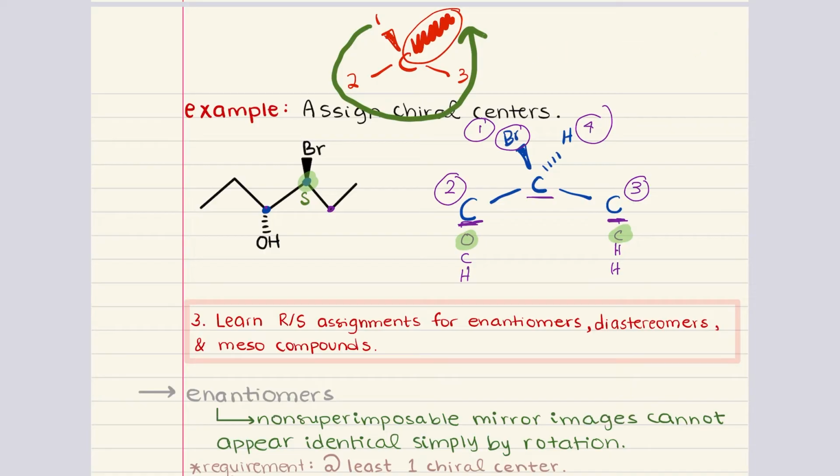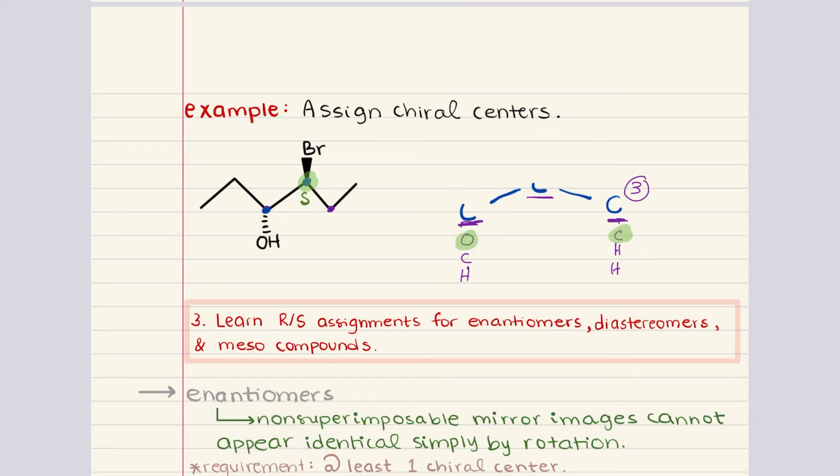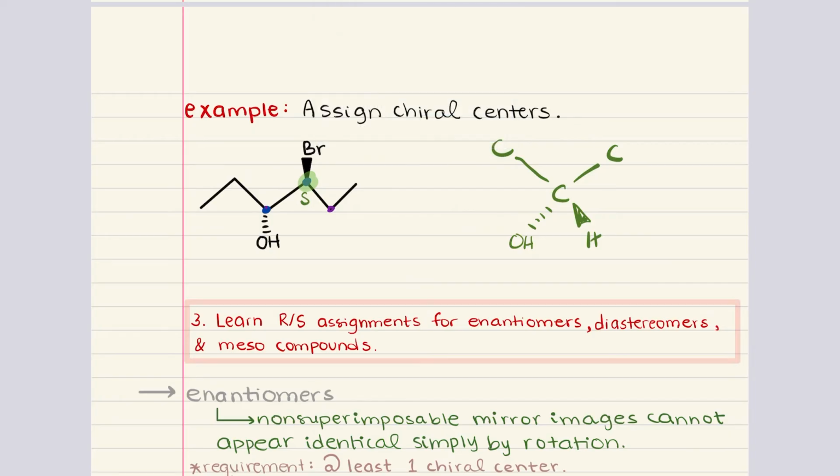Let's do the other chiral center. So we're going to erase everything and start from step 1. That carbon is attached to an alcohol group, which is on the dash, to a hydrogen that's on a wedge, and then 2 other carbon groups. Looking at this, it's easy to determine which group gets priority 1 and which group gets priority 4. The atom with the highest atomic number gets priority 1, which is our oxygen. And the atom with the lowest atomic number gets priority 4. That's going to be our hydrogen.